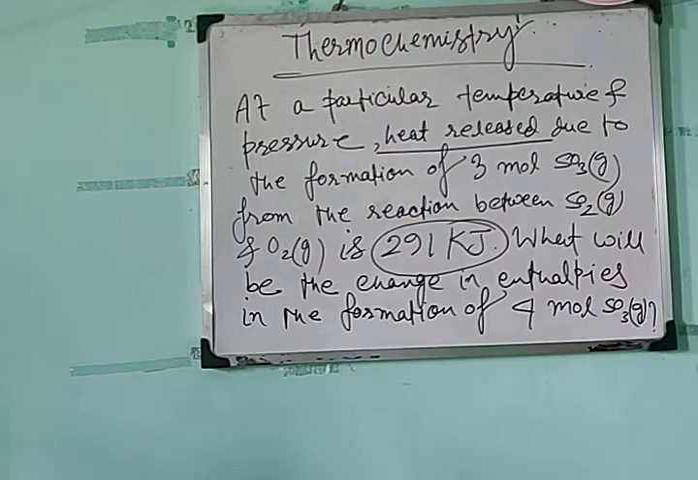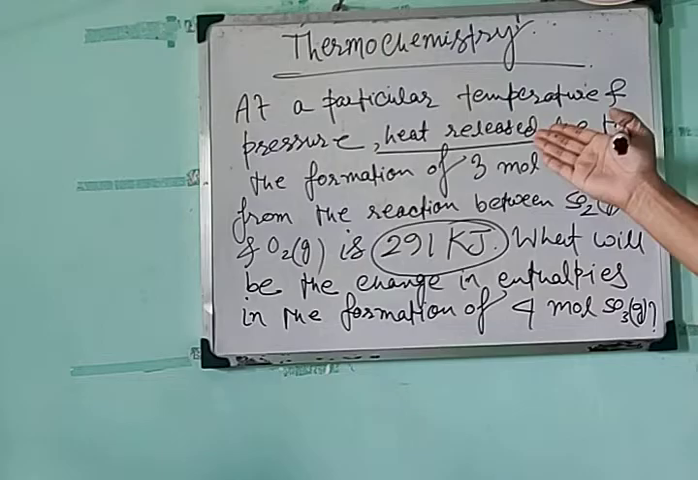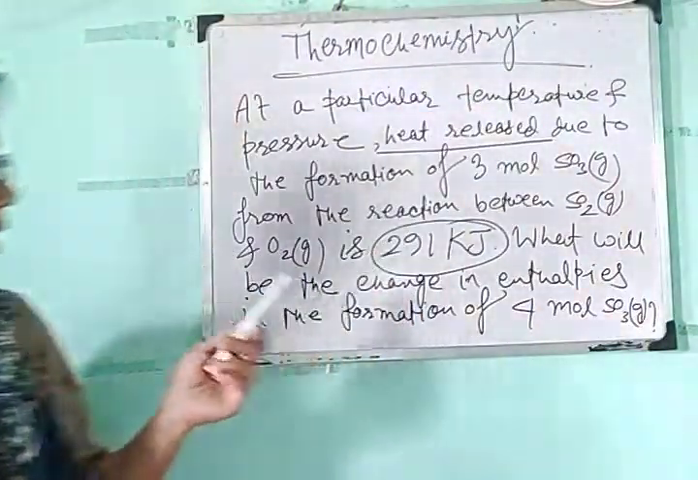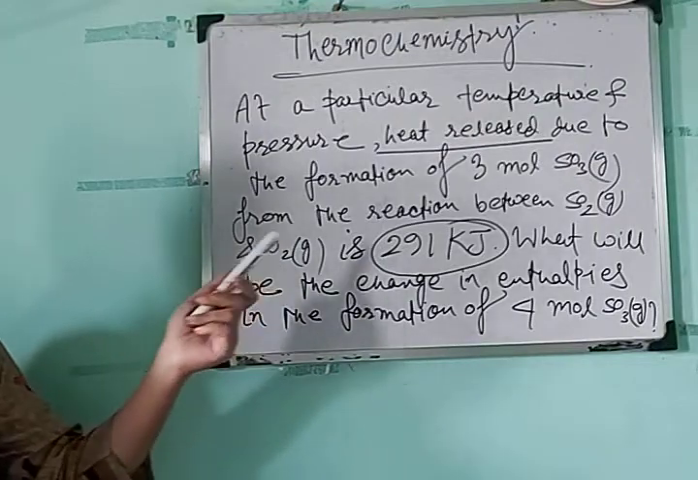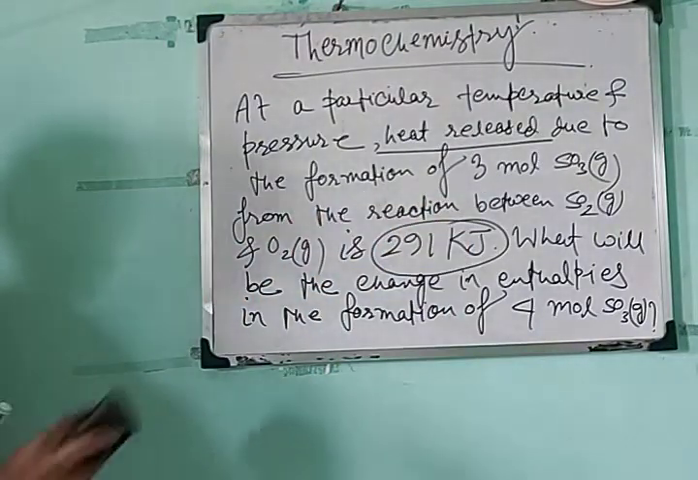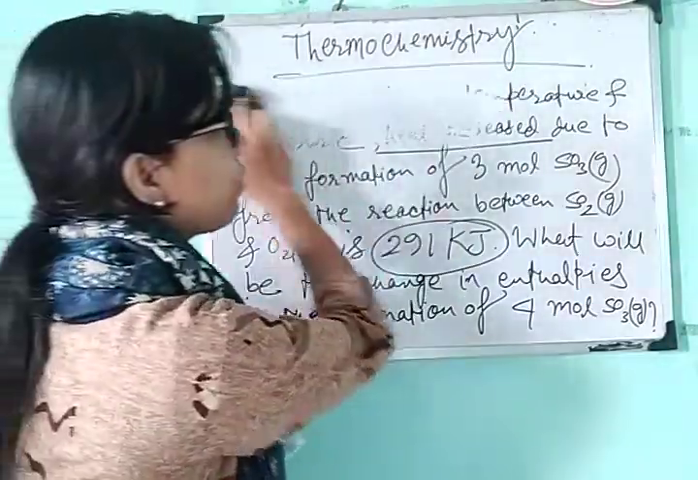A positive or negative sign will not be given in the numerical. You have to choose which sign you will prefer, depending upon the term heat released or absorbed. Next we have to solve this numerical. It is giving the heat released due to the formation of sulfur trioxide. So what is the reaction for the formation of sulfur trioxide?